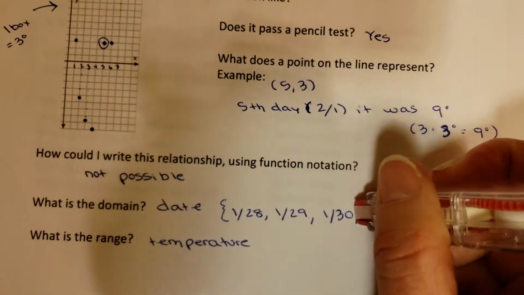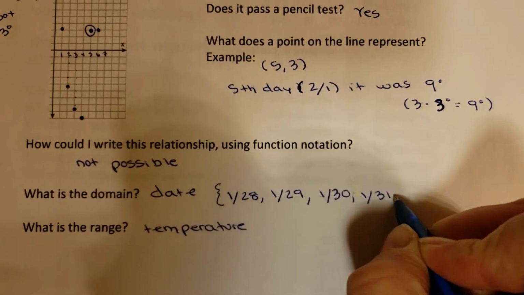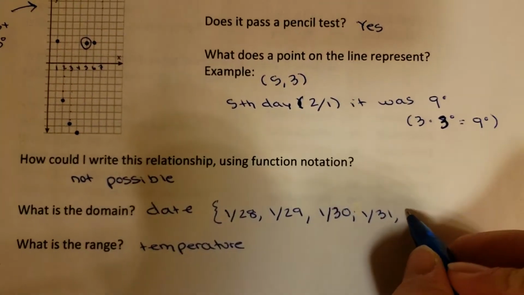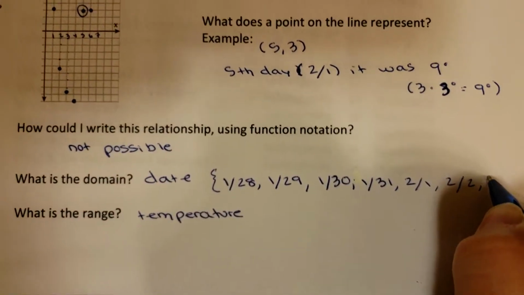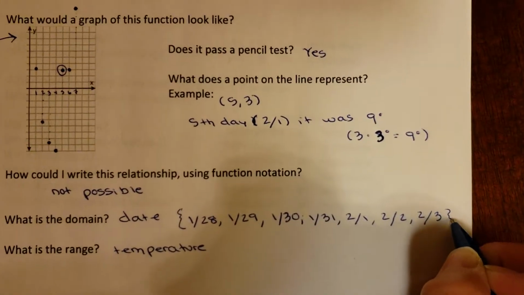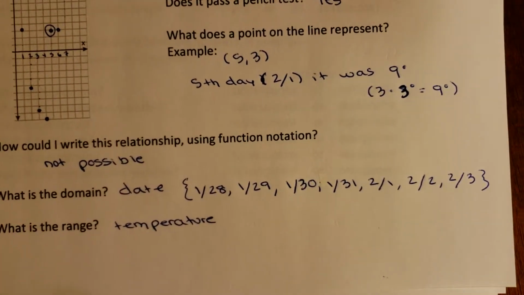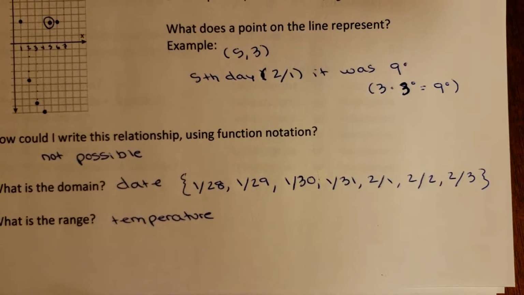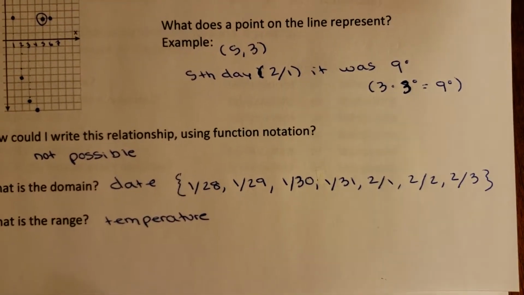31st, and then the 1st, and then the 2nd. And if you can put these in ascending order from small to big, that is the best form to write that in. And so, how about the temperature?